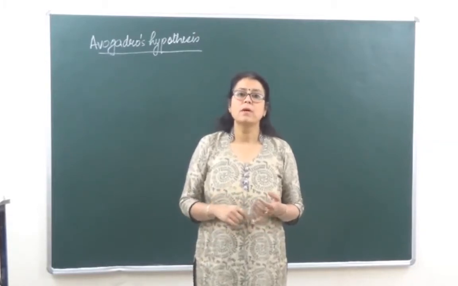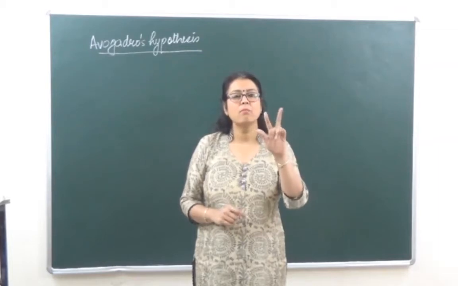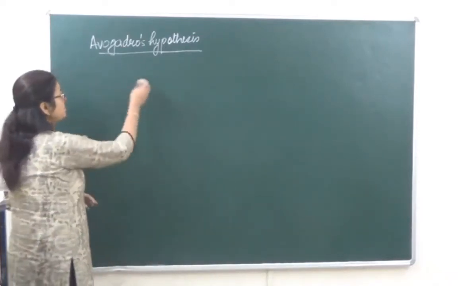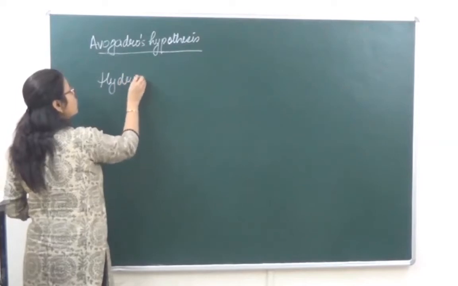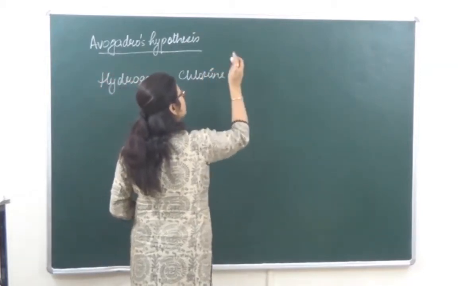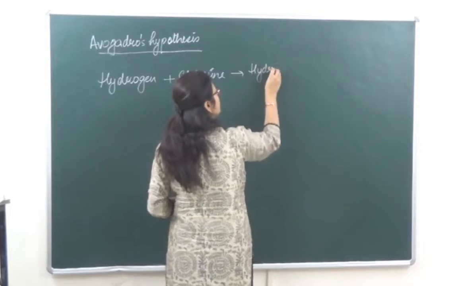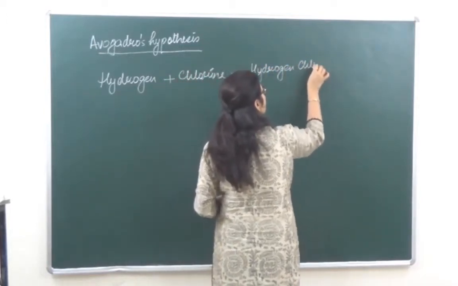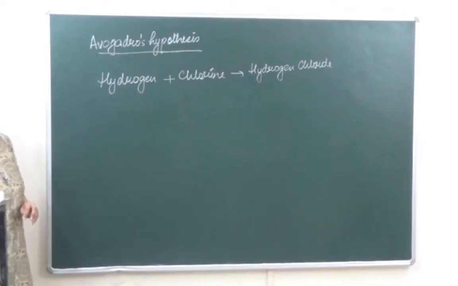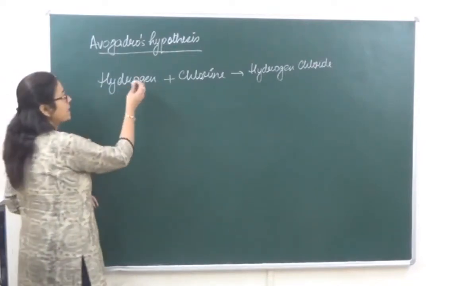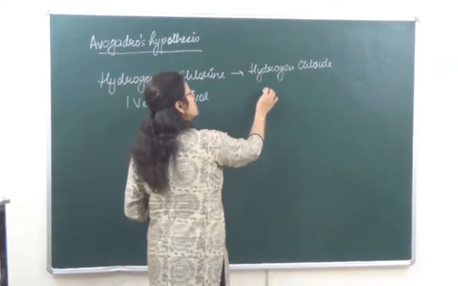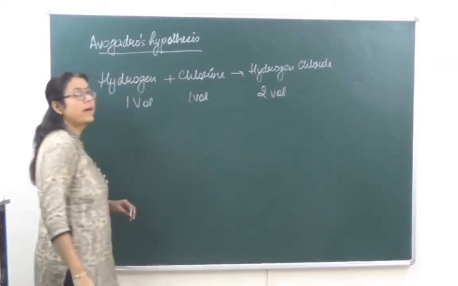There was another scientist, Berzelius. What did Berzelius do? He combined both Dalton's and Gay-Lussac's theories, taking an example of hydrogen plus chlorine to give hydrogen chloride, right? So hydrogen and chlorine to give hydrogen chloride. According to Gay-Lussac, one volume of this is combining with one volume of this to give us two volumes of hydrogen chloride.